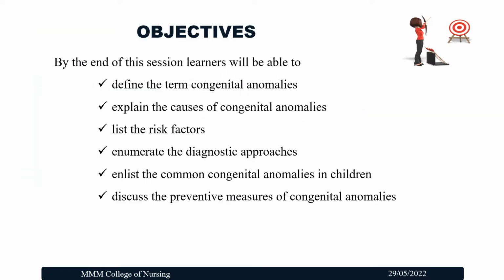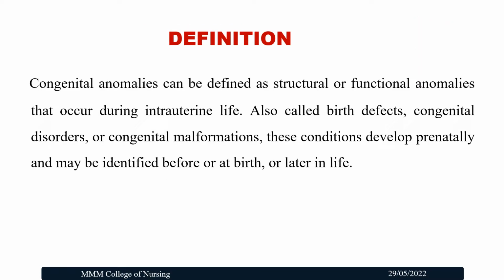Objectives. By the end of this session, learners will be able to define the term congenital anomalies, explain the causes of congenital anomalies, list the risk factors, enumerate the diagnostic approaches, enlist the common congenital anomalies in children, and discuss the preventive measures of congenital anomalies. Next, we can move on to the definition.